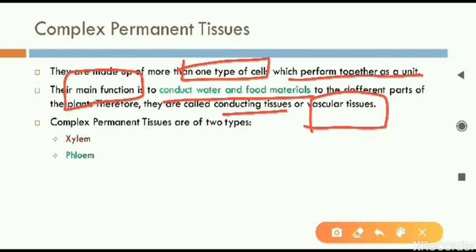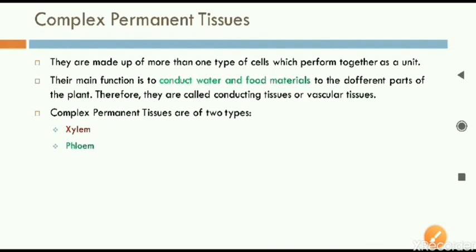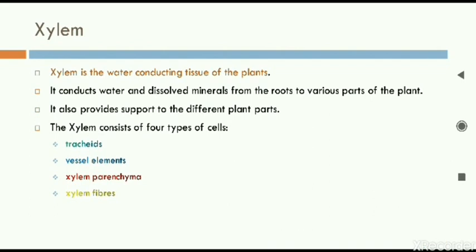Next, the types of complex tissues are two here. One is called xylem, another one is phloem. These are the two types of complex permanent tissues. Let us have a look at them one by one. First we will study xylem. As you've seen, these are conducting tissues.